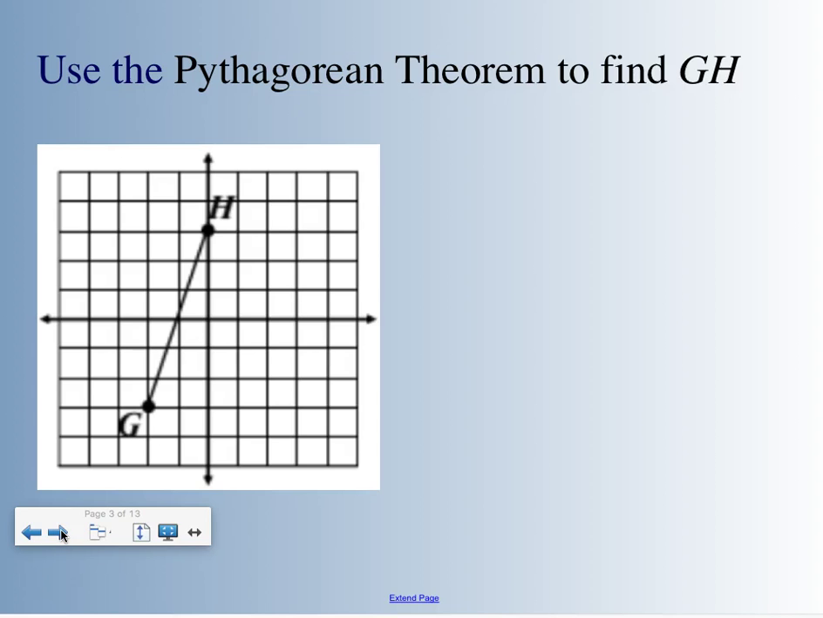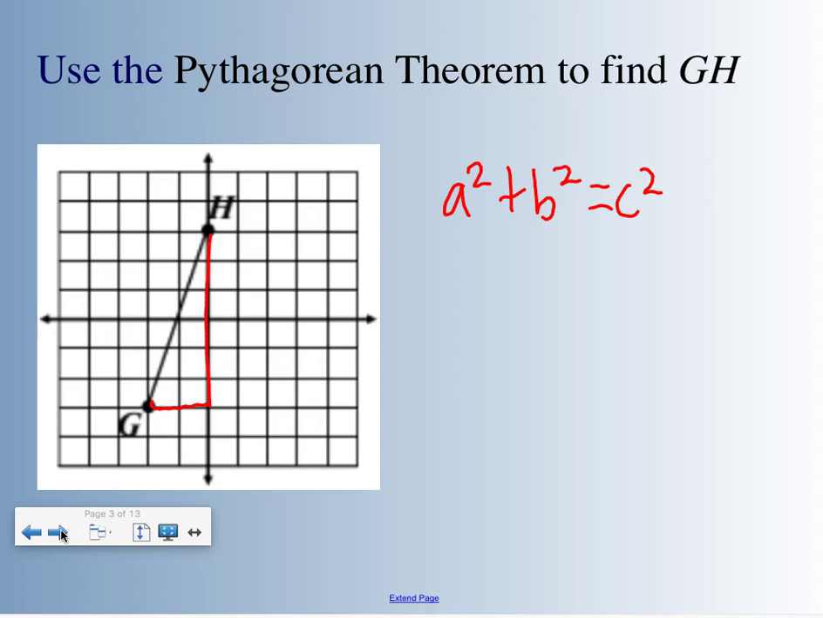But first, I'll show you how you can do it using a way you already know how: the Pythagorean theorem. What is it? Who knows it? A squared plus B squared equals C squared. What do you need to know about the Pythagorean theorem to use it? A, B, and C. What are A, B, and C? Can I draw a triangle on here to find the distance of GH? Yeah, I can come over like this and up like that.